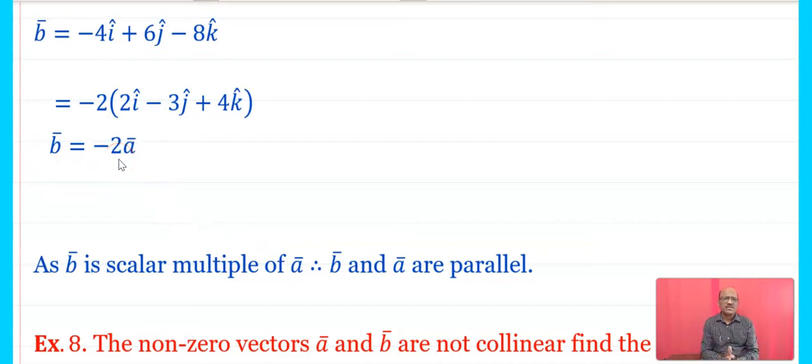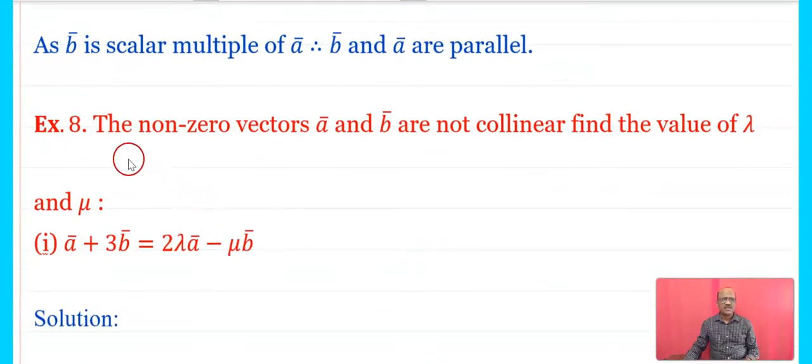That is, one vector is a scalar multiple of the other, and then the two vectors are said to be parallel. That is, b bar is a scalar multiple of a bar, and therefore b bar and a bar are parallel. Next question, the non-zero vectors a bar and b bar are not collinear. Find the values of lambda and mu.